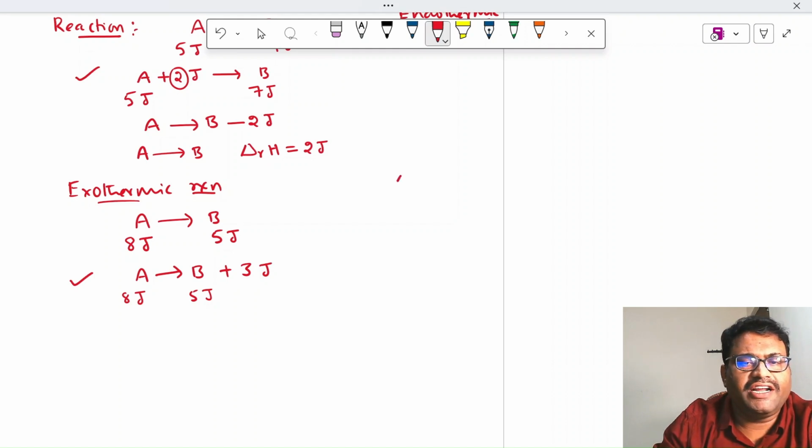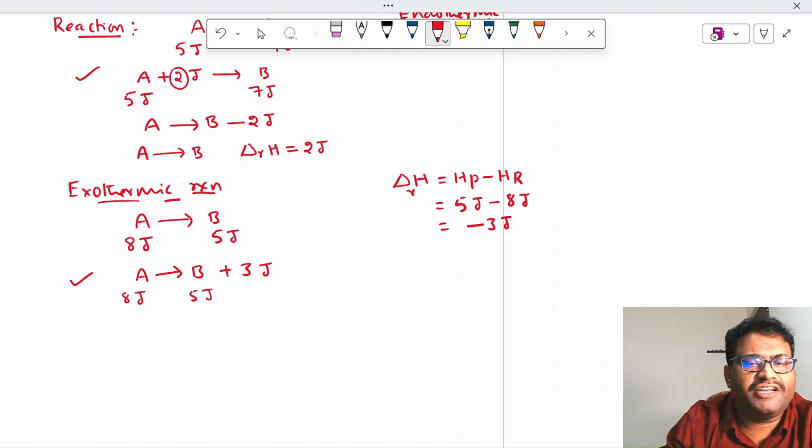Now delta H, or enthalpy of the reaction, is equal to HP minus HR. That is equal to the product having 5 joules minus the reactant having 8 joules, which is equal to minus 3 joules. So when you represent an exothermic reaction, if delta H is minus, then it is an exothermic reaction. Delta H positive, endothermic reaction; delta H negative, exothermic reaction.